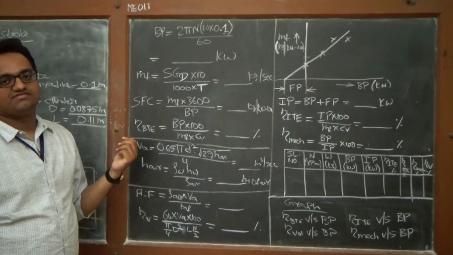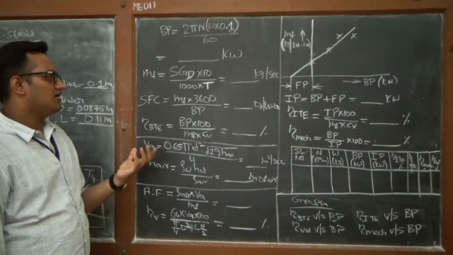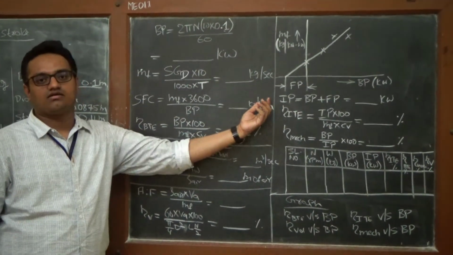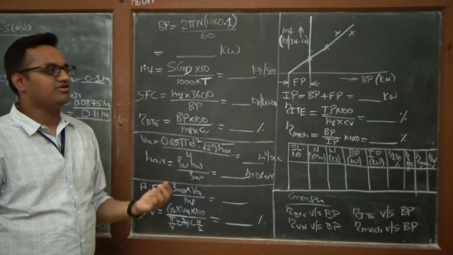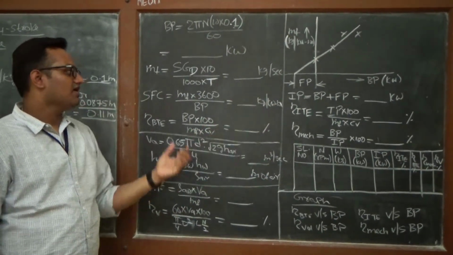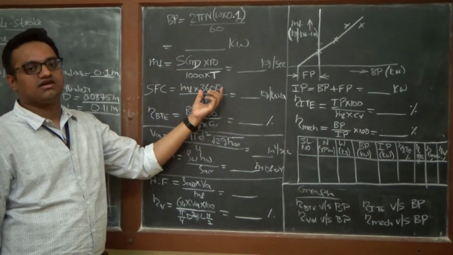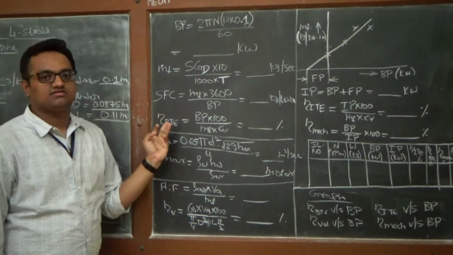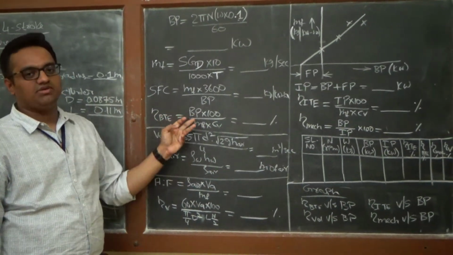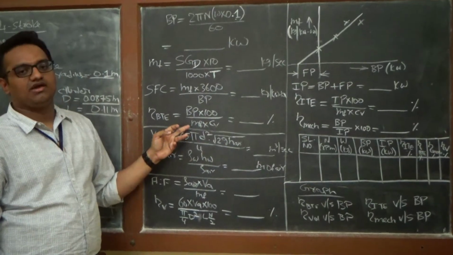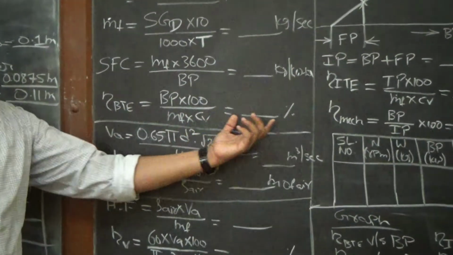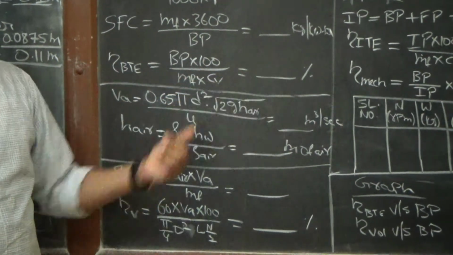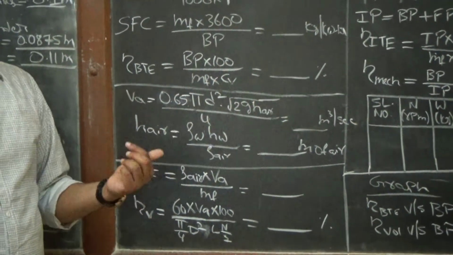Following that, we have SFC, specific fuel consumption. It's nothing but the amount of fuel consumed for every unit of energy produced, in kg per kilowatt hour. So it is MF into 3600 divided by BP, which we have already calculated. Following this, we have the brake thermal efficiency, BP into 100 divided by MF into CV. That will be in terms of percentage, and we multiply by the conversion factor of 100, so obviously we get it in terms of percentage.